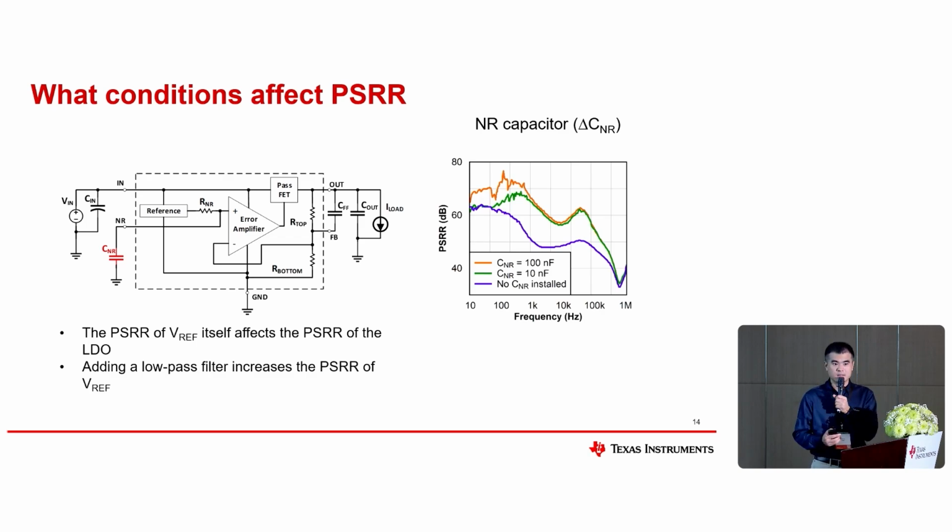When you choose an LDO with NR/SS, let's see what the influence of the noise reduction capacitor is. Even with a very small noise reduction capacitor, we can see the improvement in PSRR. For this orange curve, even with 100 nanofarad, the PSRR improves a lot during the whole frequency range.